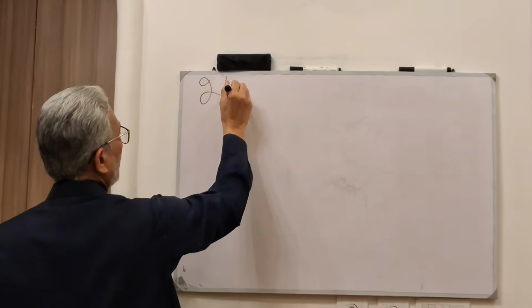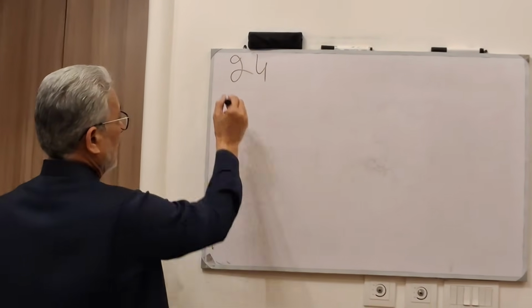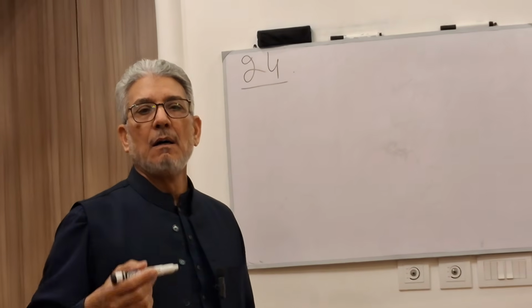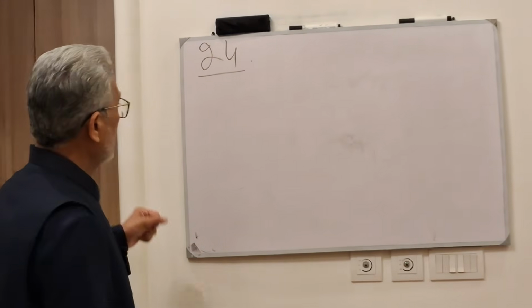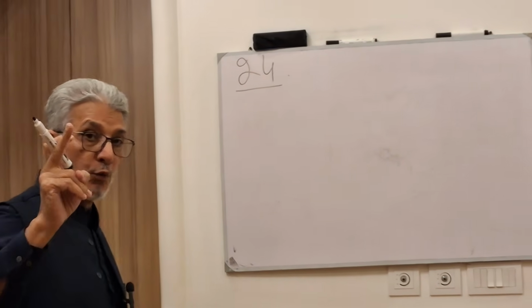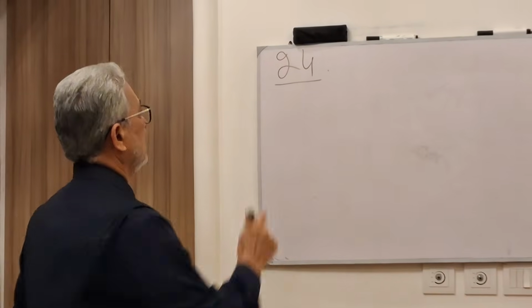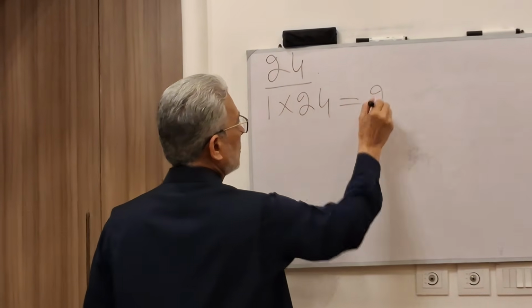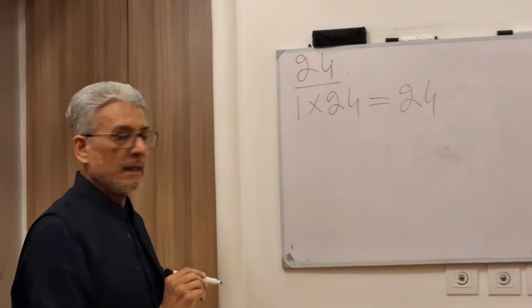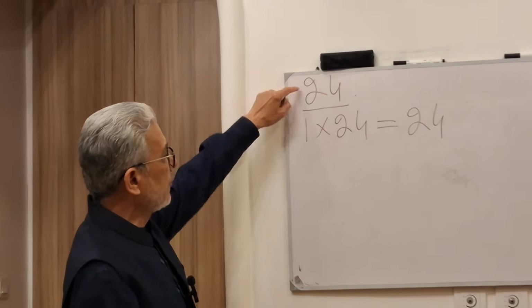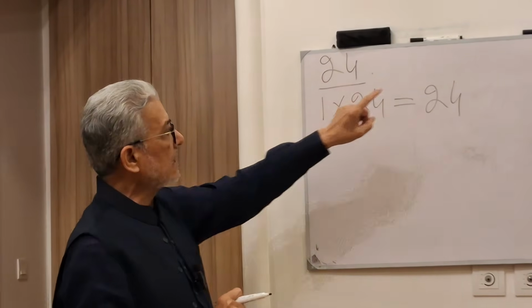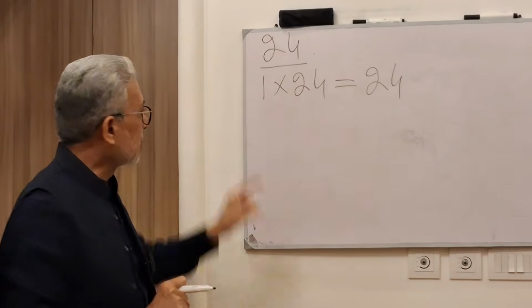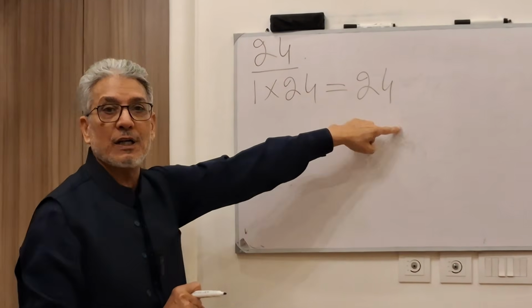Factors of 24. Now, you find it with the multiplication method. So you start with the first number, 1. 1 multiplied by 24 is equal to 24. It means if you divide 24 by 1, you will get 24. And if you divide 24 by 24, you will get 1. So these both are factors of 24.